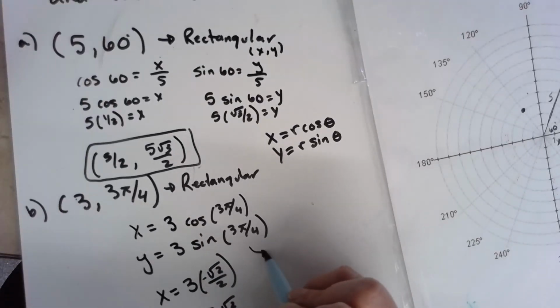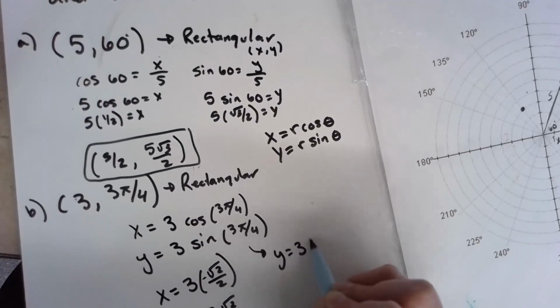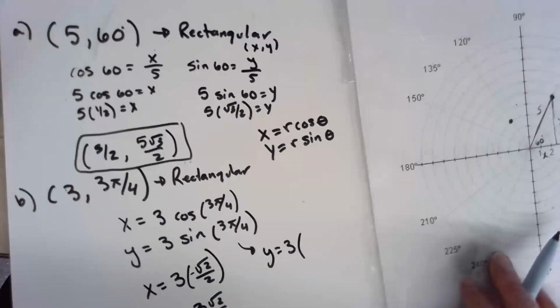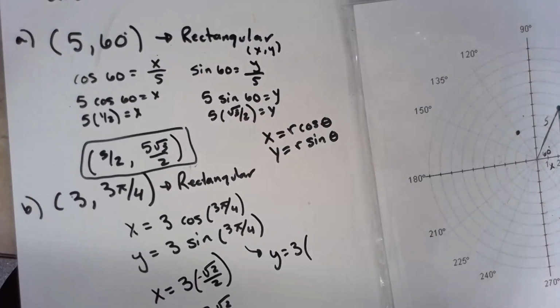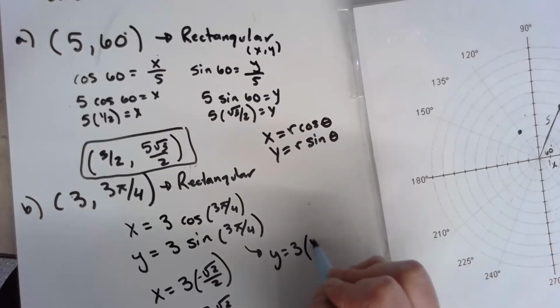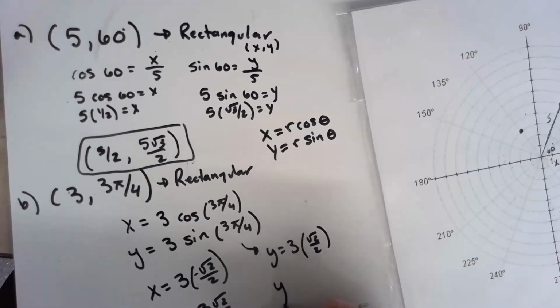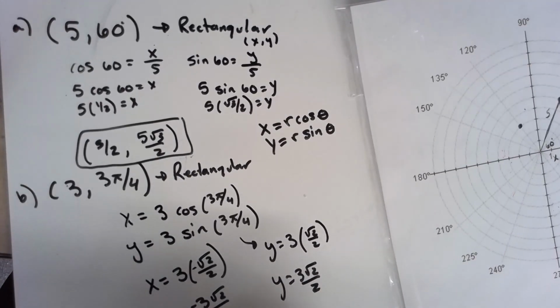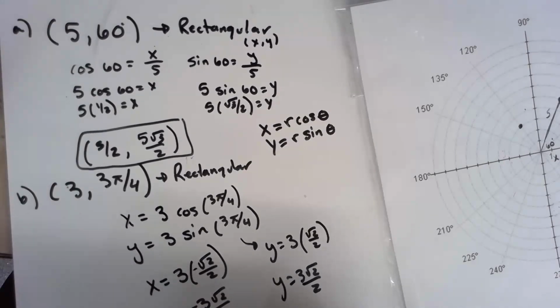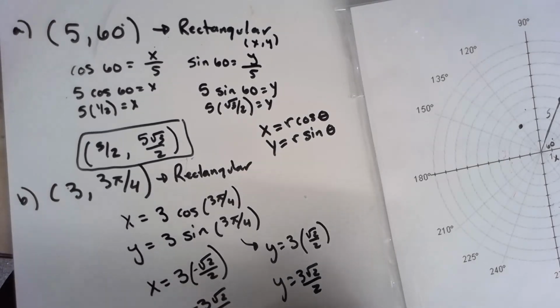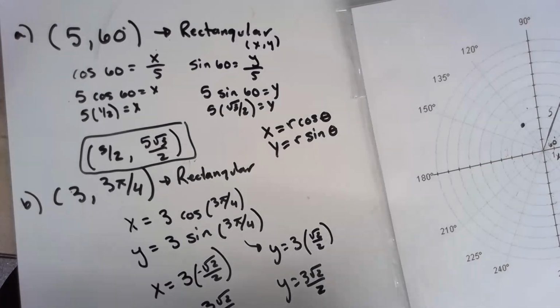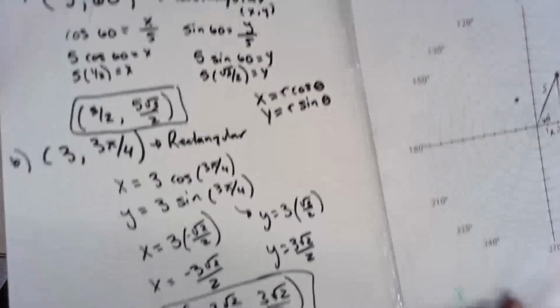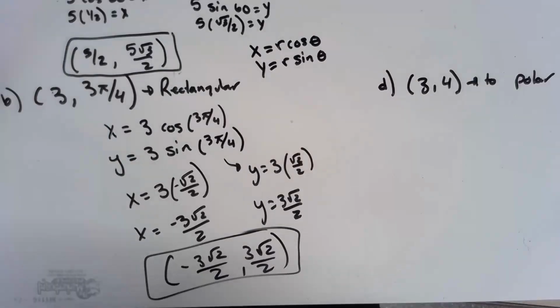Okay, for sine, we are going to get y equals 3 times, well, we know sine is also square root 2 over 2. All students, S, quadrant 2, sine is positive, square root 2 over 2. So y equals 3 square root 2 over 2. So our rectangular is negative 3 square root 2 over 2, comma 3 square root 2 over 2. Yay. Nice. Not too bad. Sorry, you cannot even see that. So that's our first one, changing polar into rectangular.